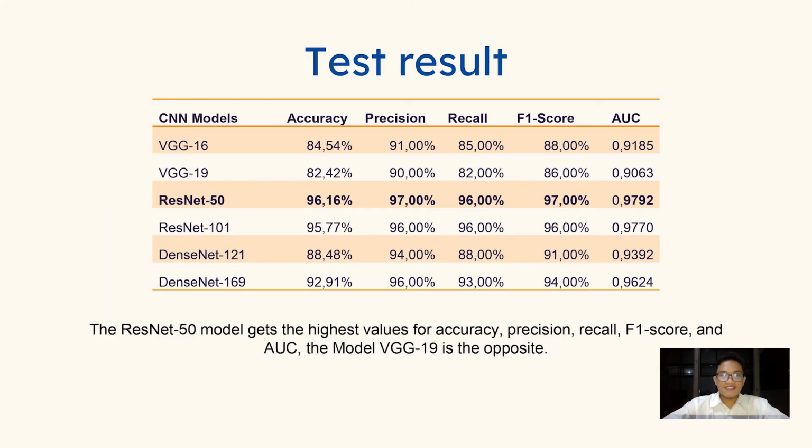And the second is testing result. The ResNet 50 gets the best performance with 96.16% accuracy, 97% precision, 96% recall, 97% F1 score, and 0.9792 area under curve. And the VGG19 model is the opposite.